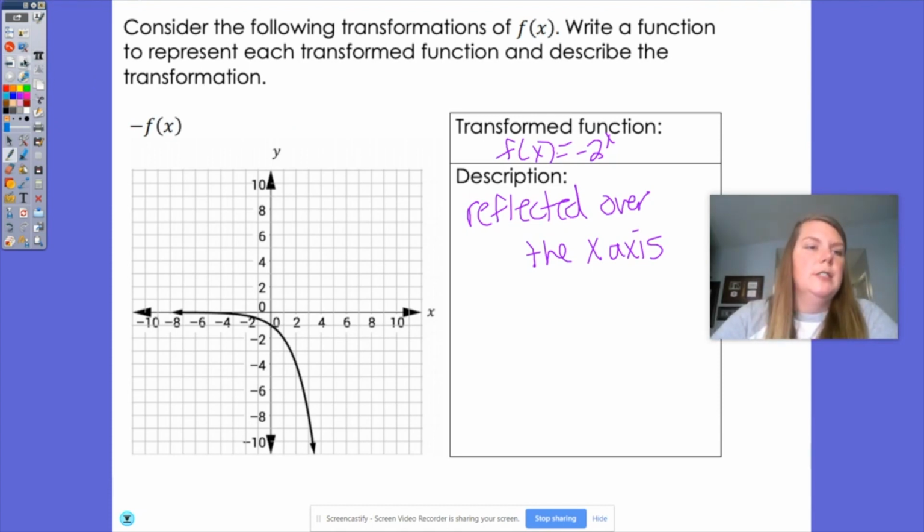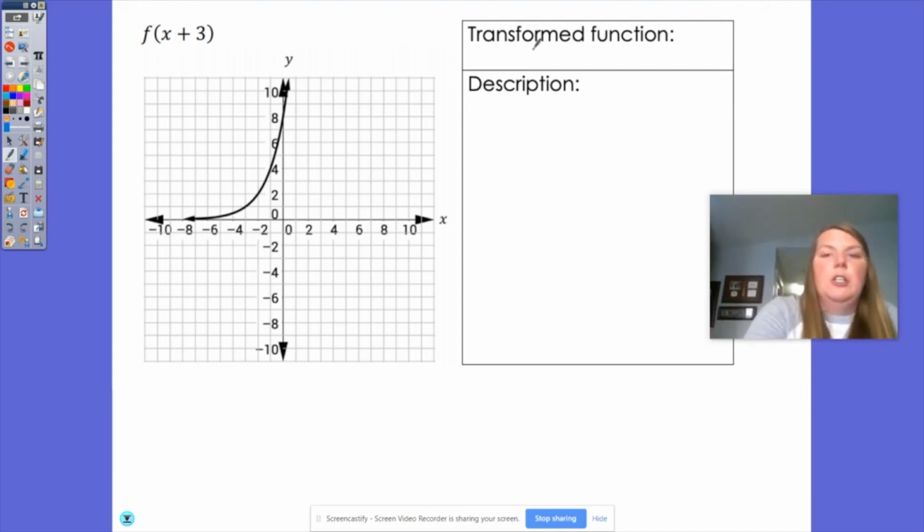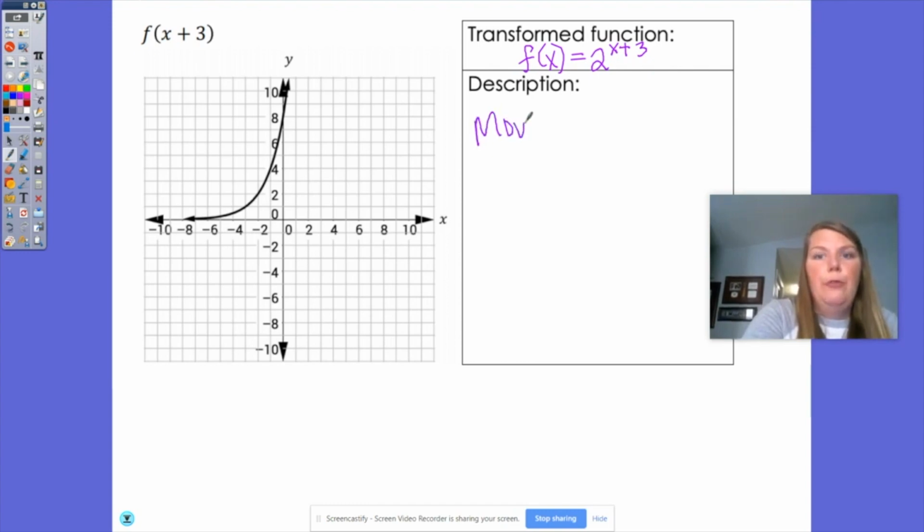So here's another transformation. So we're taking our original, remember 2 to the x, and we are adding 3 inside the parentheses. So let's rewrite that function. So we're going to have f of x, and instead of 2 to the x, we're going to have 2 to the x plus 3 power. And this transformation is almost the same as with quadratics. If we were adding 3 inside the parentheses, that would be moving our graph to the left. So we're going to move 3 units to the left.